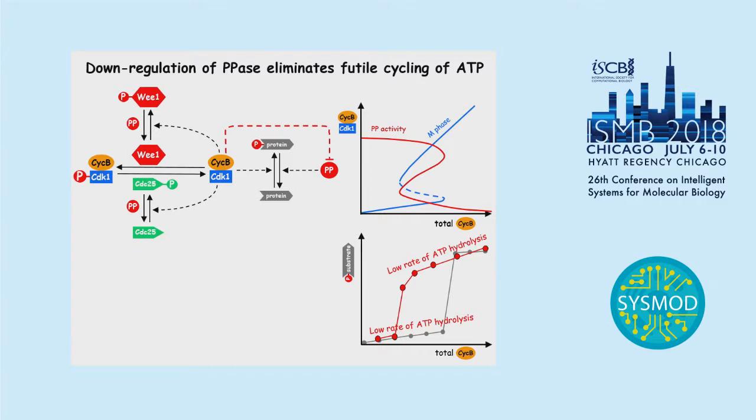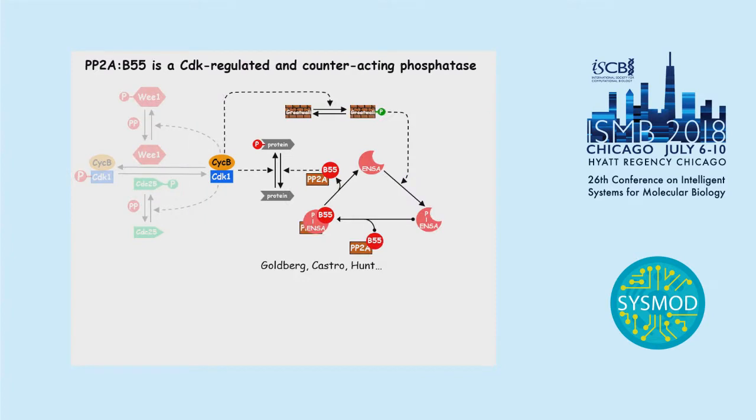So if you have a regulated phosphatase and you turn the phosphatase on and off, as you turn the kinase on and off, then you get rid of the futile cycling. And the way you have to do this is you have to downregulate the protein phosphatase by the protein kinase, okay? We could have predicted that. It turns out to be true. It was discovered by the experimentalists just a couple of years ago.